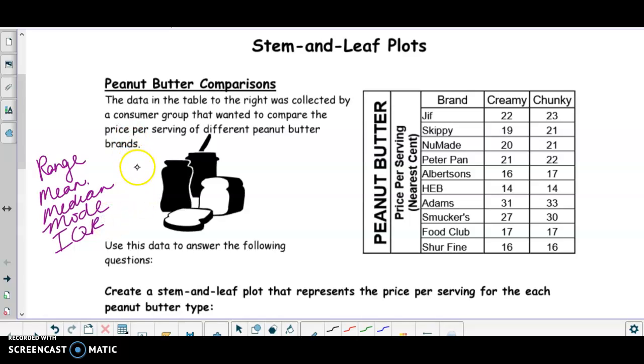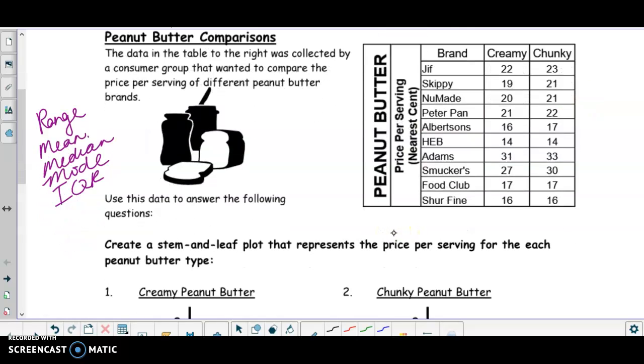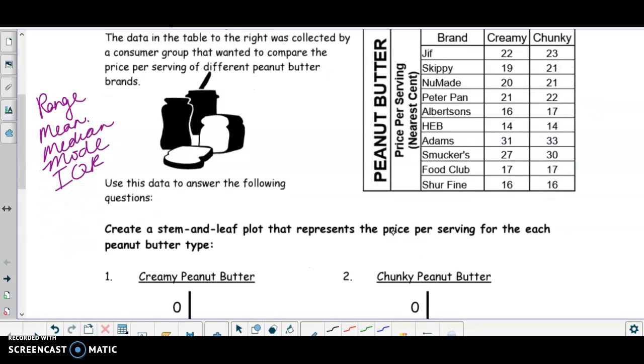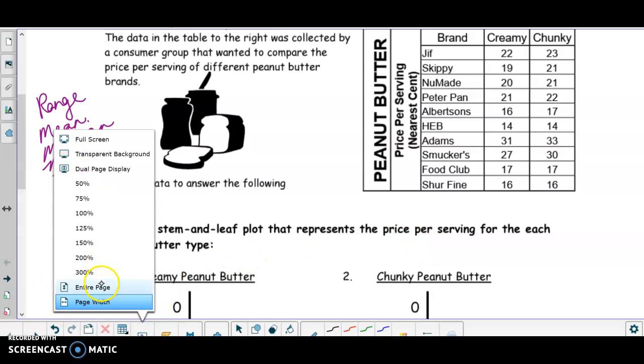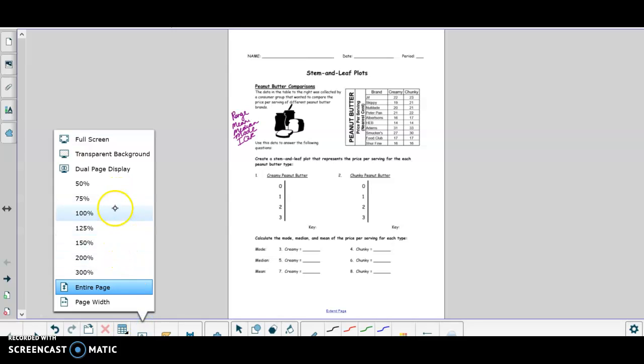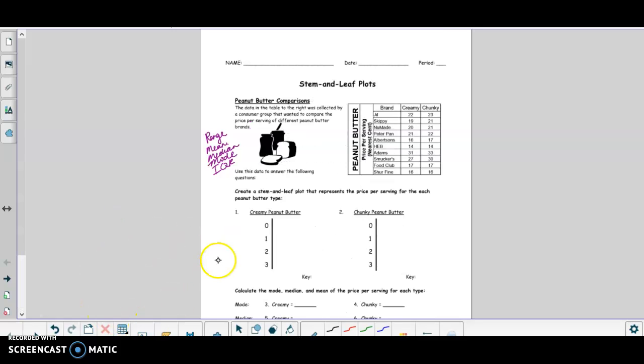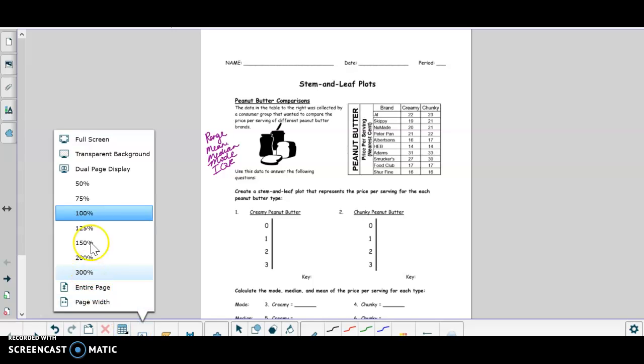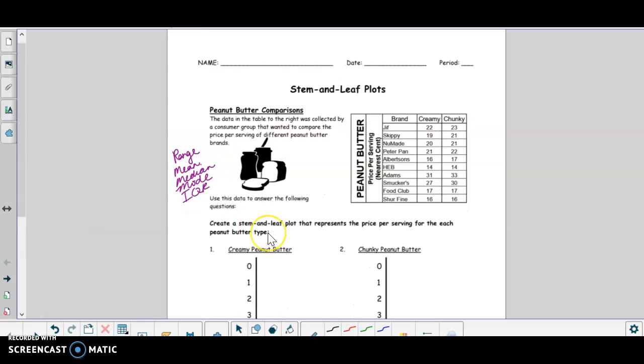So we're going to look at different types of peanut butter today. Here we have a table, creamy versus chunky, and the price that each one costs per serving. And this is in pennies. So we're going to first create a stem and leaf plot for the price per serving for each peanut butter type. So I'm going to zoom out just a tad so I can see both of these things. And we're going to start with the creamy.